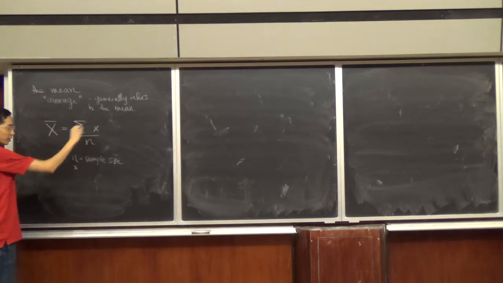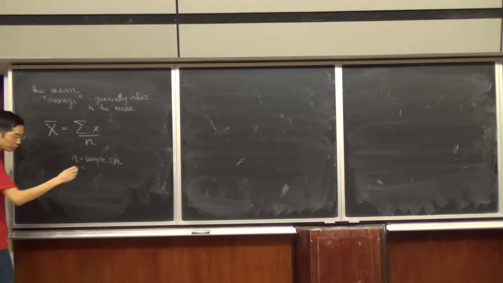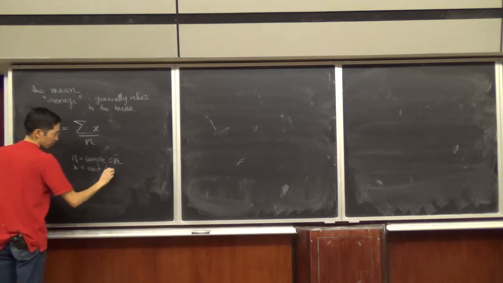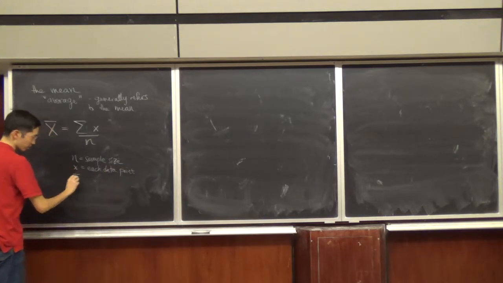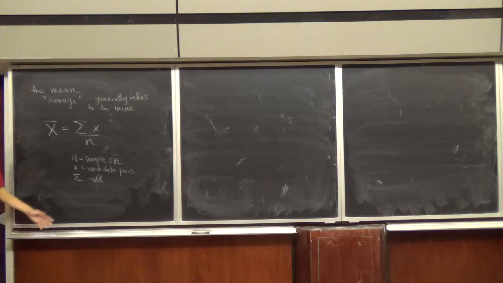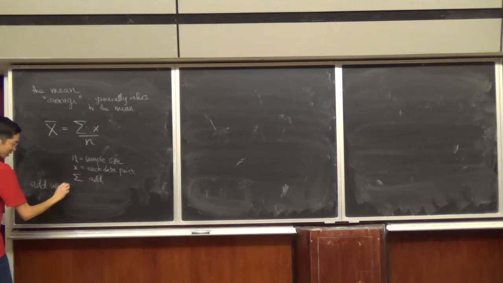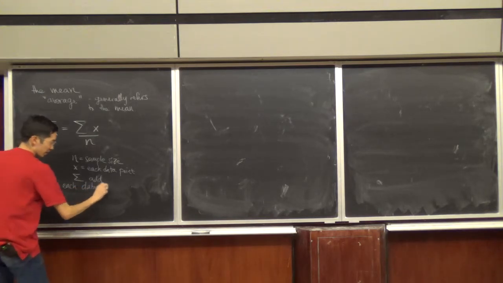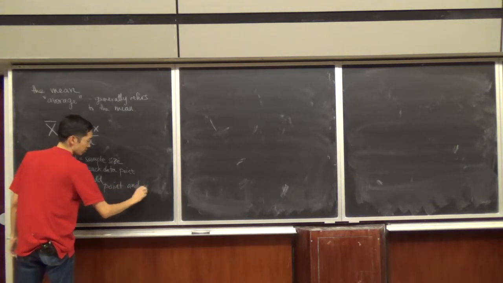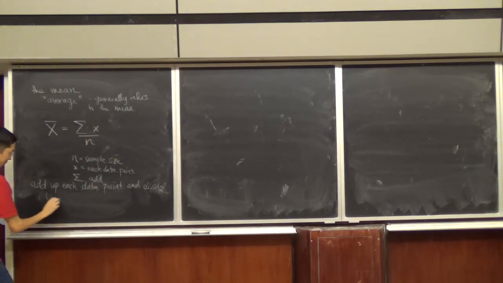And x here, without the bar, just means each data point. This means add. So this formula summarizes, I think, what we already know on how to calculate the mean, which is add up each data point and divide by how many you have, or divide by your sample size. We already knew this, right? I hope. Add up each data point and divide by your sample size.